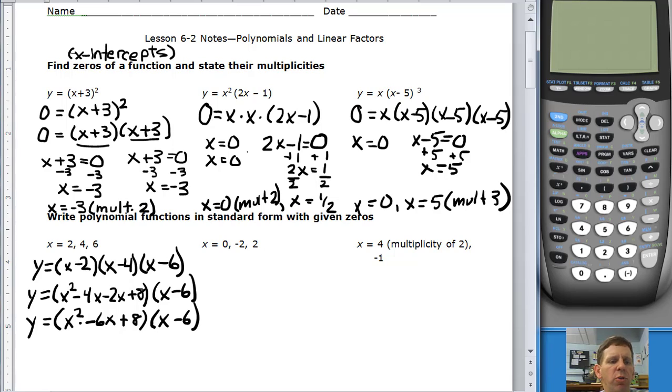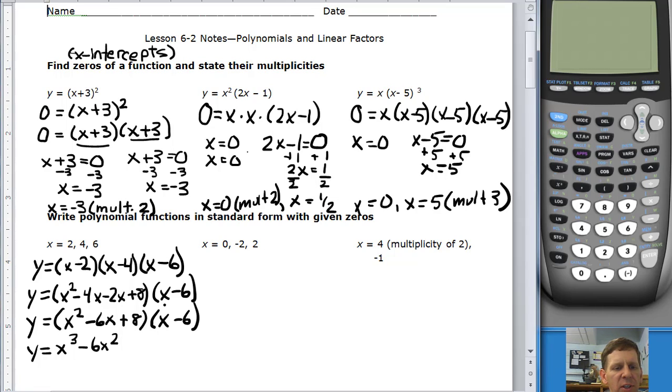This is going to take us about 2 more steps. The next step is going to be multiplying everything in the left-hand parentheses by everything in the right-hand parentheses. There's going to be 6 multiplications altogether. I'm going to start by multiplying x squared times each of these things. X squared times x is x cubed. X squared times negative 6 is negative 6x squared.